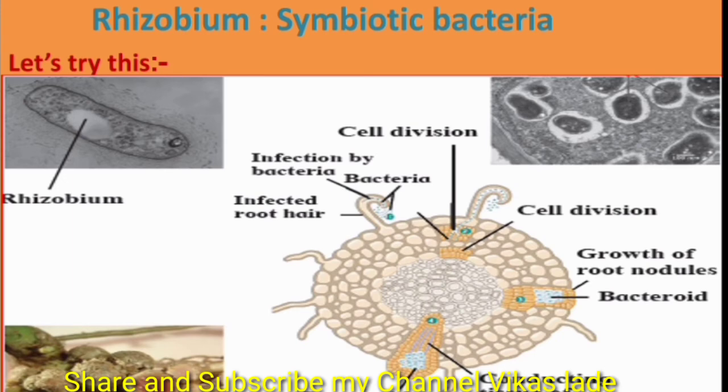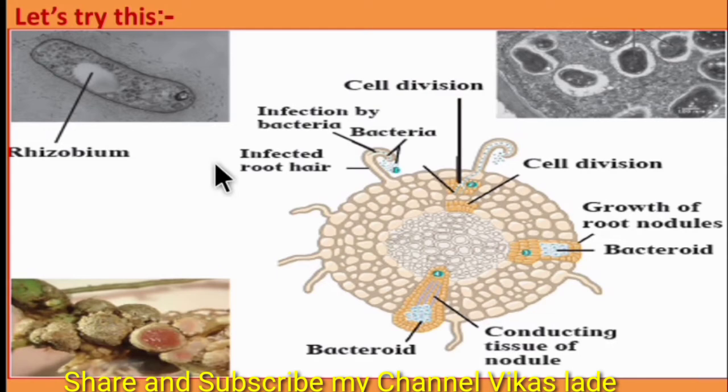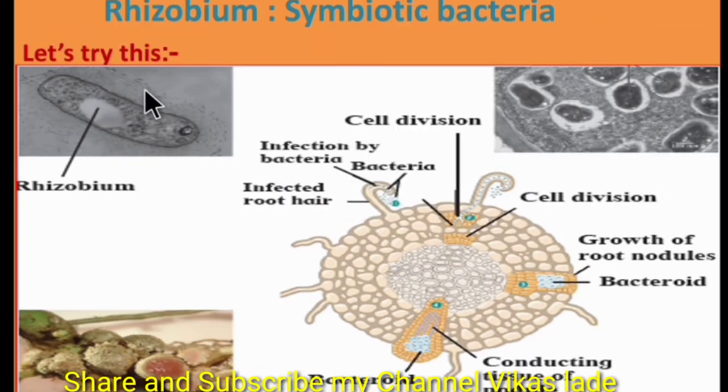Are the rhizobium bacilli useful to these plants or harmful? This diagram shows rhizobium bacteria. This diagram shows nodules on the plant. This diagram shows cell division of the bacteria. Here is the infection of bacteria. Here is bacteria. Infected root here. Then here is bacteroid. Here is also bacteroid. Here is the growth of the root nodules. Here is conducting tissue nodule. Draw this diagram in your notebook.